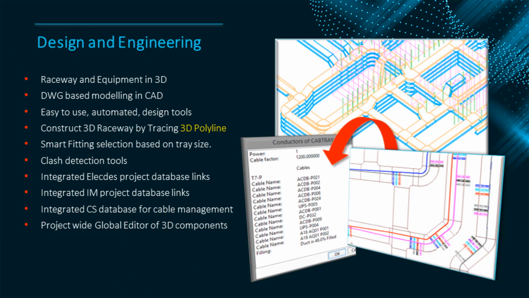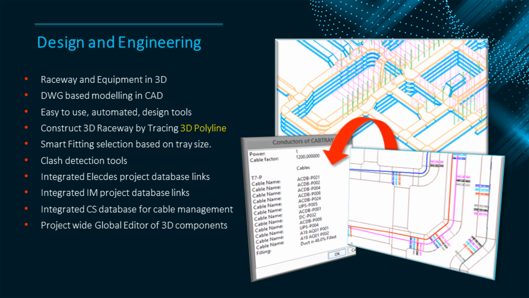When we use Paneldes Raceway, we are doing both design and engineering. We model raceway and equipment in 3D using automated design tools. We are also doing clash detection, selecting appropriate components in Raceway, filling the Raceway to suit the appropriate standards, generating construction reports, and of course, cable routing.